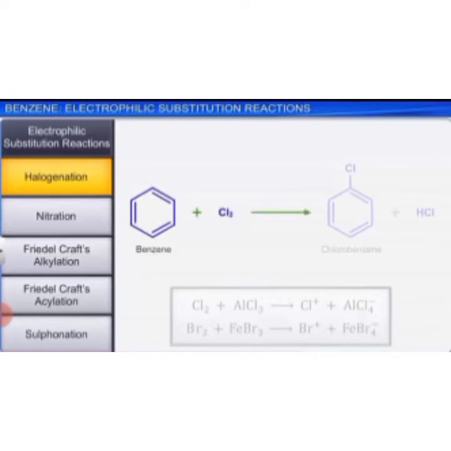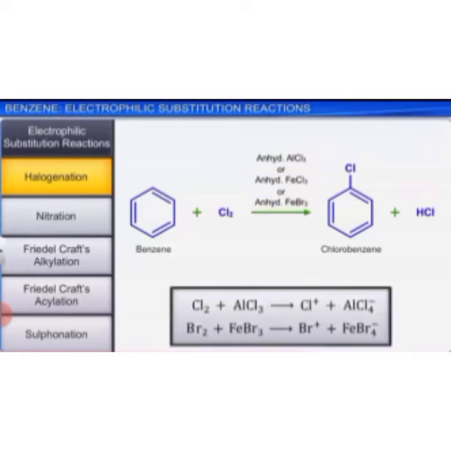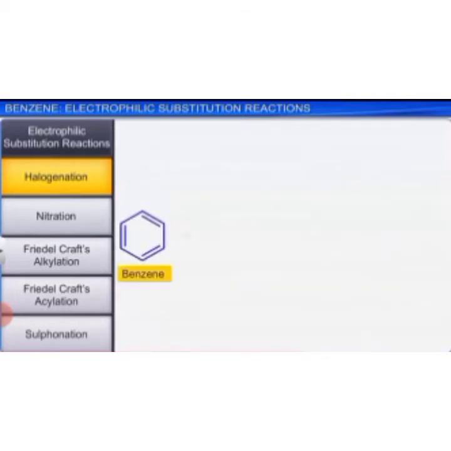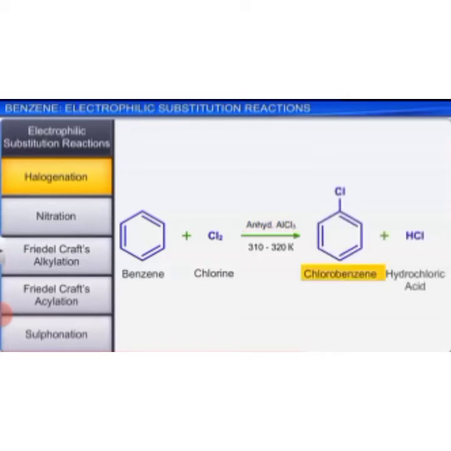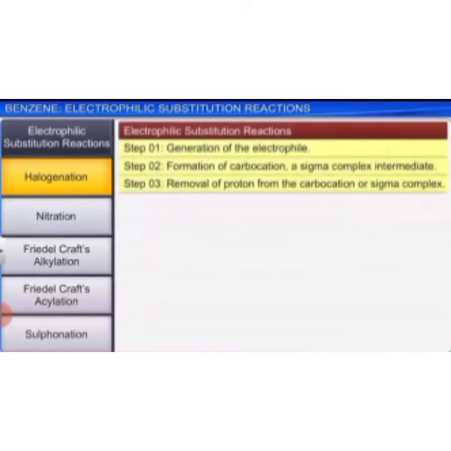Usually, the halogenation takes place in the presence of a Lewis acid such as anhydrous aluminium chloride or ferric chloride or ferric bromide, as they help in the generation of electrophile, that is, halonium ion. When benzene is treated with chlorine in the presence of anhydrous aluminium chloride, it results in the formation of chlorobenzene. Let us discuss the mechanism of this reaction.